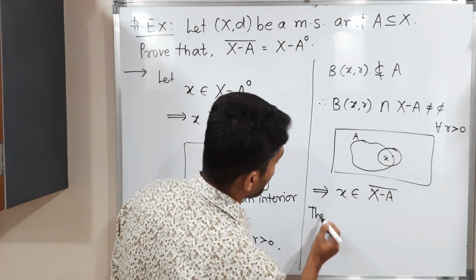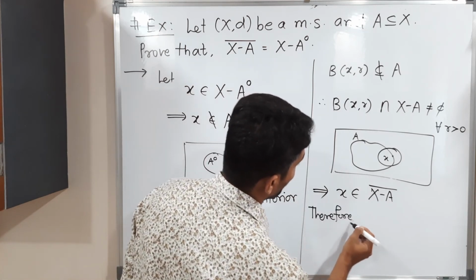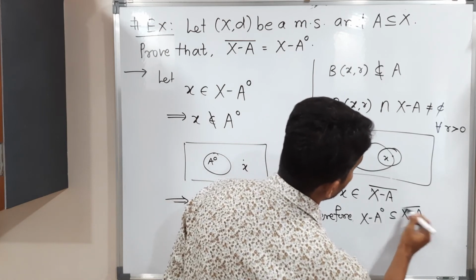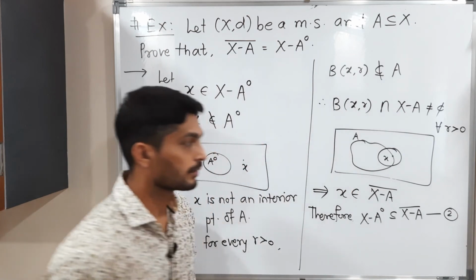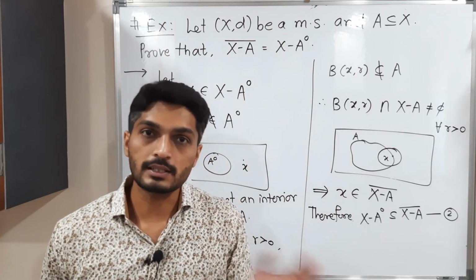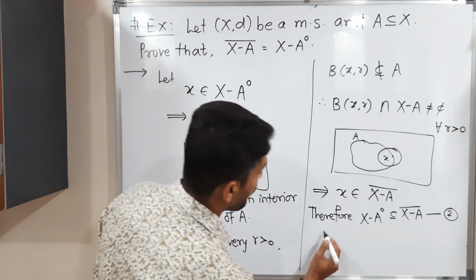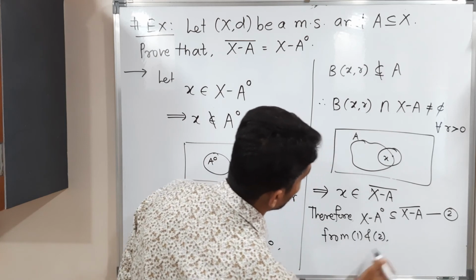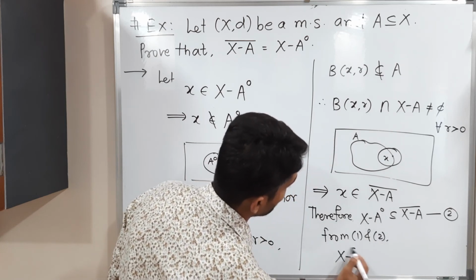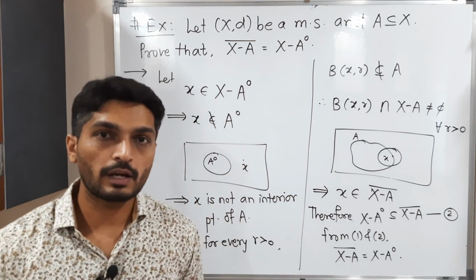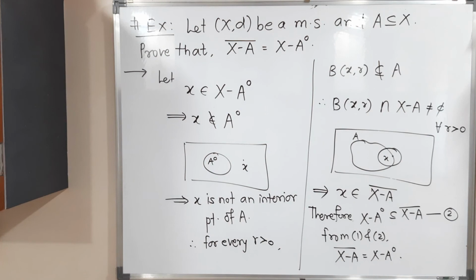We had taken a point from X minus A interior and we have proved it is in X minus A bar. So therefore, X minus A interior is a subset of X minus A bar. So this is 2. In one we have proved one is a subset of the other, and in the second we have proved the other is a subset of the first set. So from 1 and 2, we get X minus A bar is equal to X minus A interior. So in this way we have completed this example. Make a screenshot of it, then we will stop. Thank you. Bye bye.